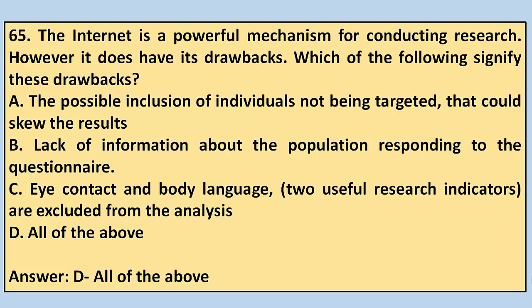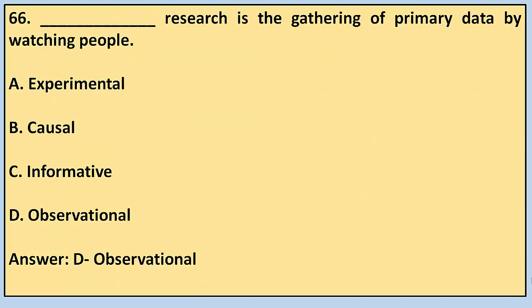A. The possible inclusion of individuals not being targeted that could skew the result. B. Lack of information about the population responding to the questionnaire. C. Eye contact and body language, two useful research indicators, are excluded from the analysis. And D. All of the above. Answer is D. All of the above.